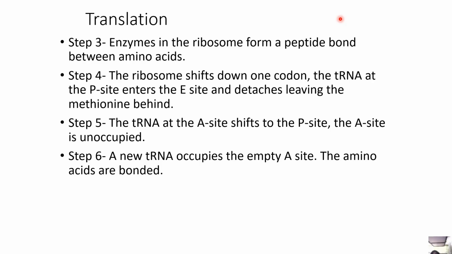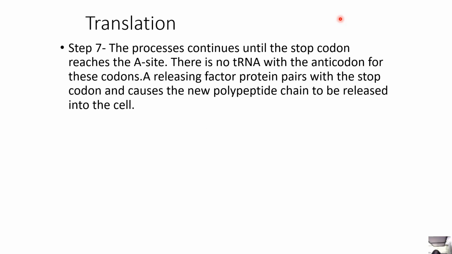The ribosome shifts down one codon. The tRNA at the P site enters the E site and leaves the methionine behind. The tRNA at the A site shifts to the P site. The A site is now unoccupied. The new tRNA occupies the empty A site, and the amino acids are bonded. The process continues until the stop codon reaches the A site.